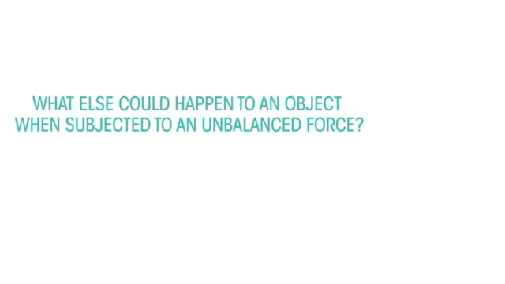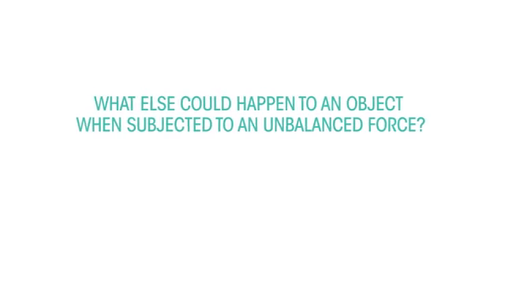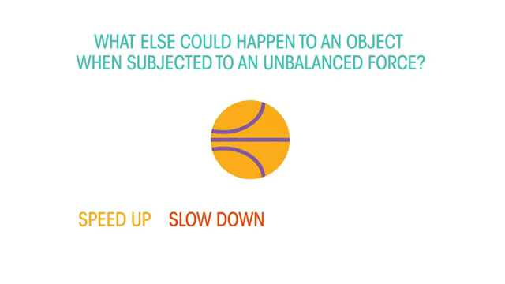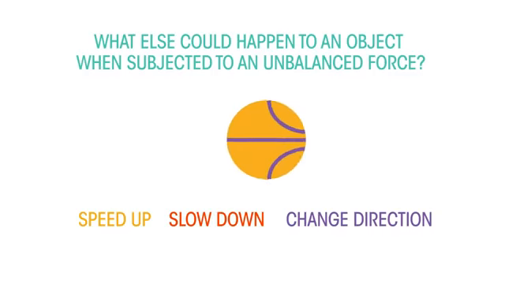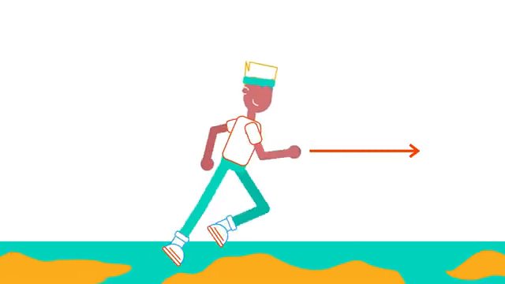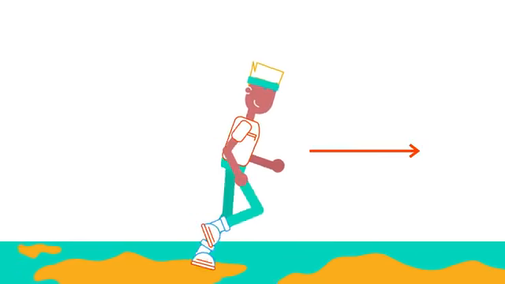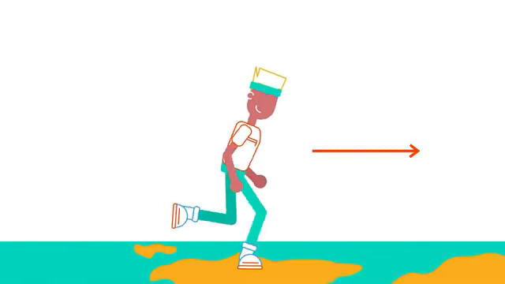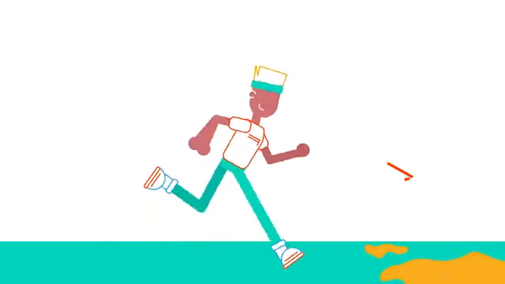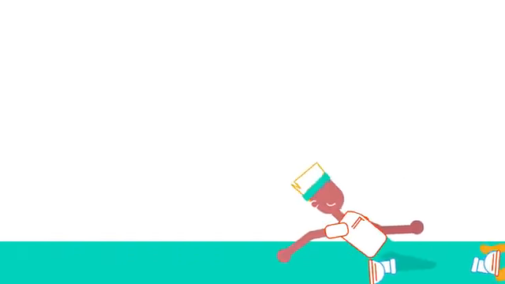What else could happen to an object when subjected to an unbalanced force? When forces are unbalanced, objects can speed up, slow down, like the thrown ball, but also change direction. Think of trying to change your direction on a muddy football field. Normally, you dig your boot into the ground to provide the force to change your direction. But in the mud, you just carry on in the same direction, and you call it a skid.